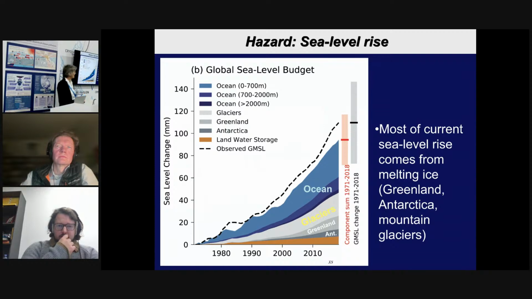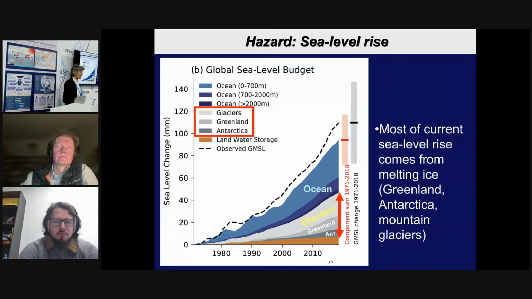Main implication is sea level rise. So what you see here is sea level rise during the last decades, and you see the different components. And what you see is that actually most of the sea level rise currently comes from melting ice, from Greenland, Antarctica, and glaciers. So a little bit more than half comes from melting ice. And the glaciers are a major component, even though they represent only about 1% of the ice volume. The rest of the ice is locked up in Greenland and Antarctica. But these glaciers outside the ice sheets are a major component of sea level rise.